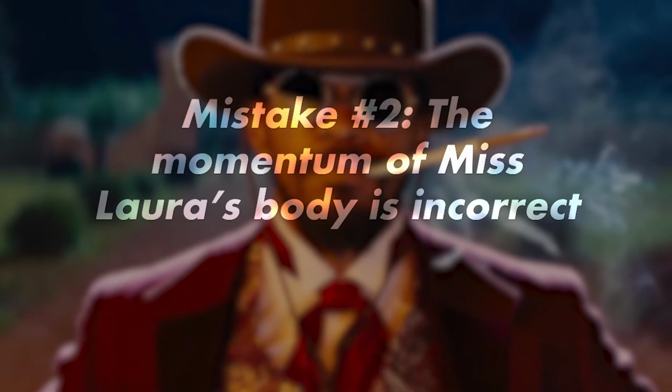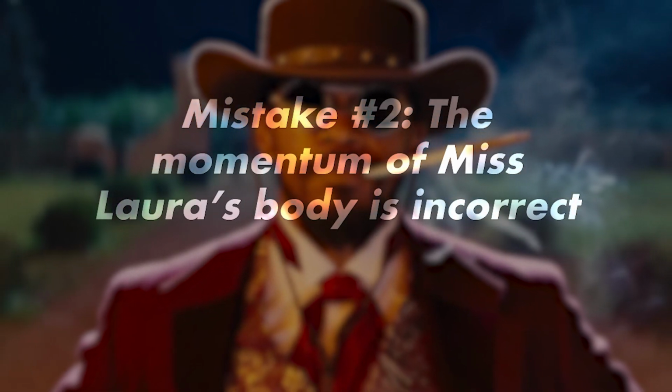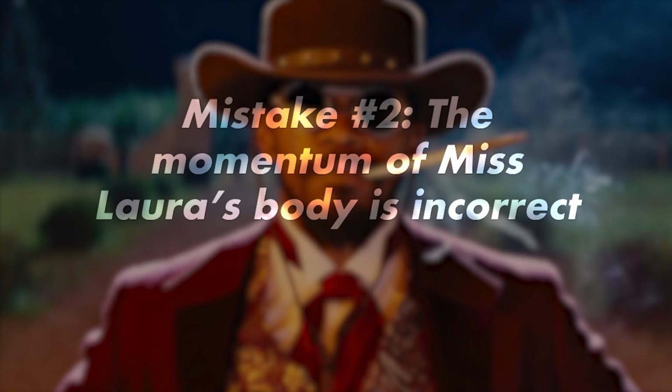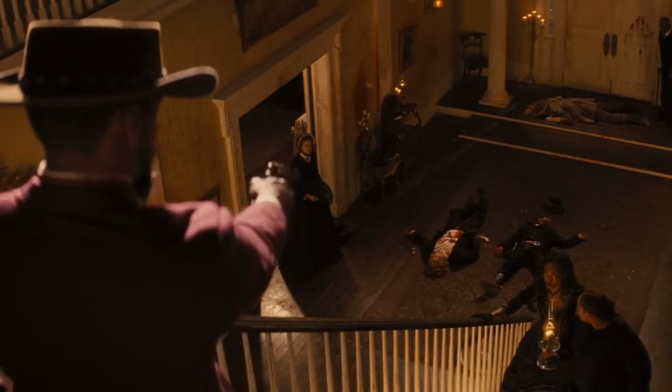Even if we were to accept the unrealistic movie physics in the scene, the collision of the scene is inaccurate. In the scene, Django is standing in front and slightly to the right of Laura. When the bullet hits her, her body is thrust fully to the left. If the scene collision were accurate, Laura's body would hit the door frame slightly to the left of her.